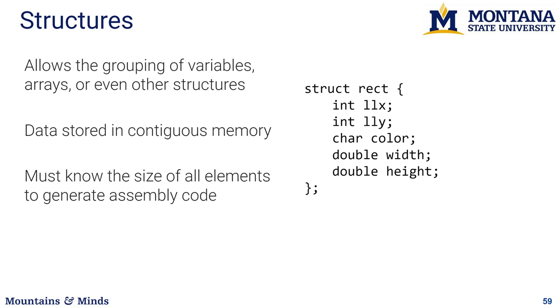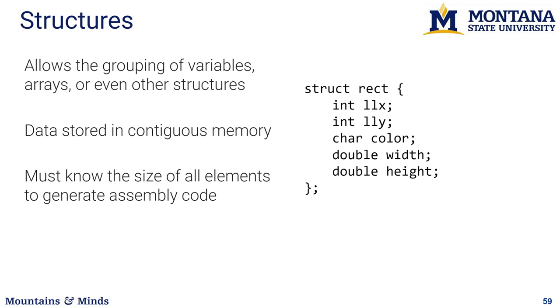Rect, for rectangle, which contains, let me get my handy pointer, the lower left x and the lower left y coordinates for a rectangle, the rectangle's color, as well as the width and the height of the rectangle. So together, these five variables may represent a rectangle in some graphics program.